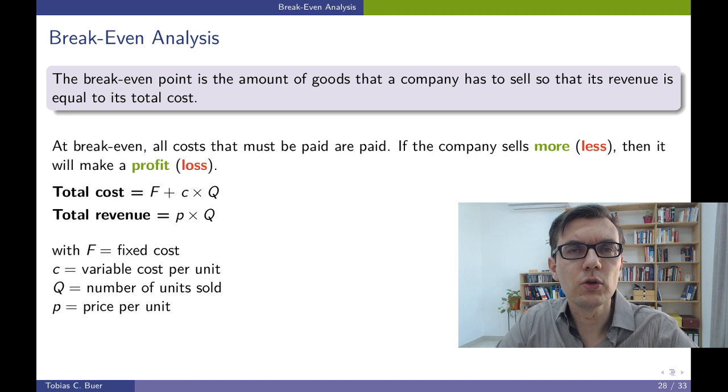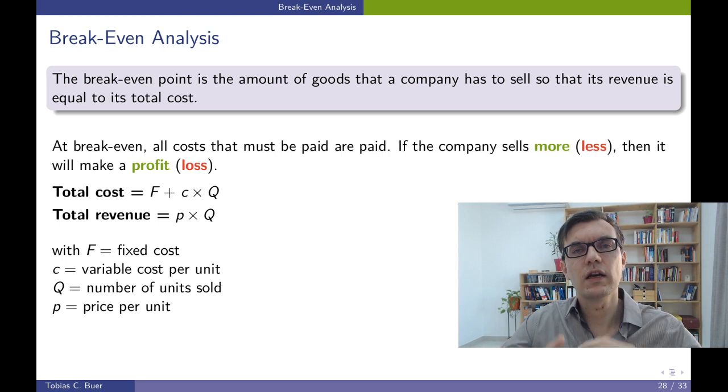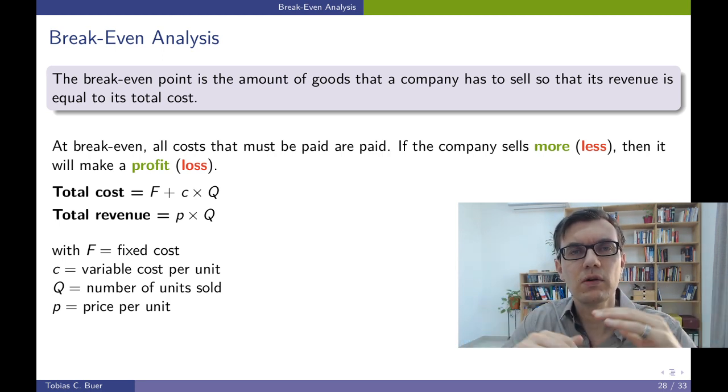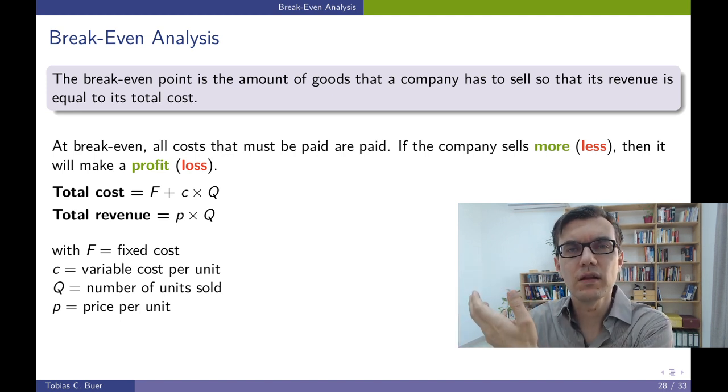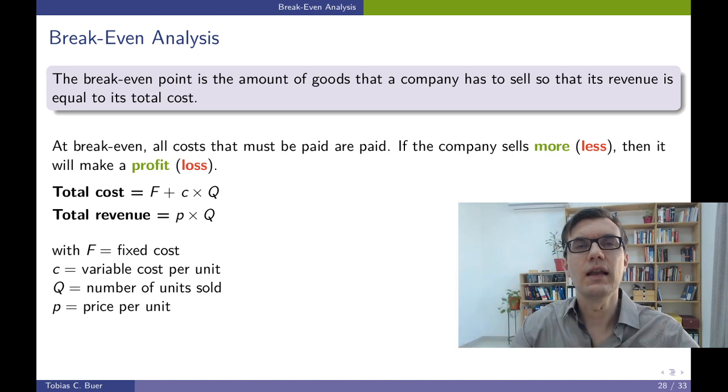So for example, you are a car dealership. And then the break-even point would be the number of new cars that you need to sell in a month, so that you can cover all your costs with the revenue and that you do not make any profit. If you sell more than this, then your car dealership will make a profit. If you sell fewer cars, then you will create a loss.